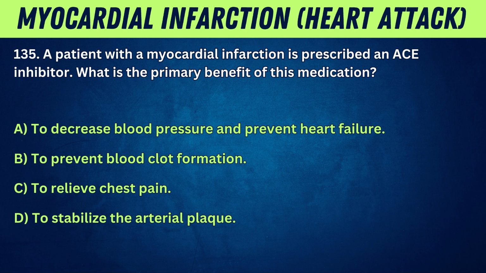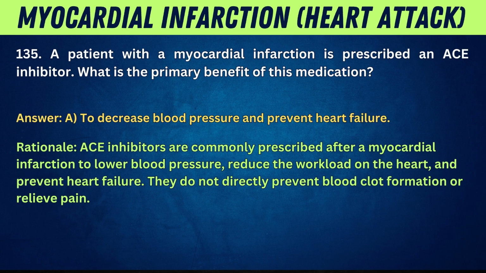135. A patient with a myocardial infarction is prescribed an ACE inhibitor. What is the primary benefit of this medication? A. To decrease blood pressure and prevent heart failure. B. To prevent blood clot formation. C. To relieve chest pain. D. To stabilize the arterial plaque. Answer: A. To decrease blood pressure and prevent heart failure. Rationale: ACE inhibitors are commonly prescribed after a myocardial infarction to lower blood pressure, reduce the workload on the heart, and prevent heart failure. They do not directly prevent blood clot formation or relieve pain.